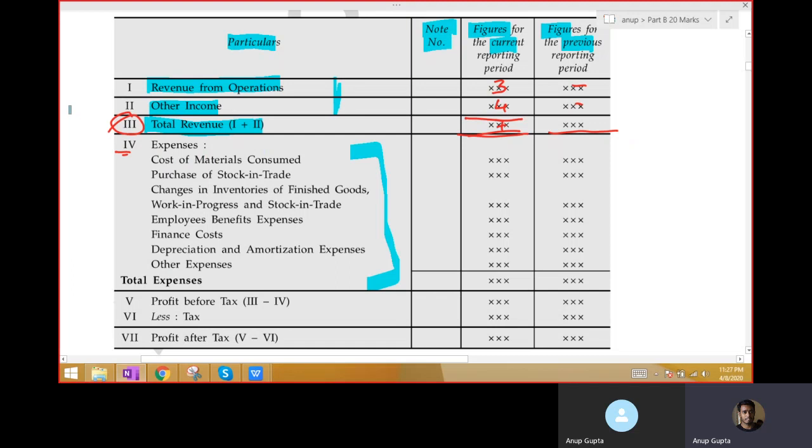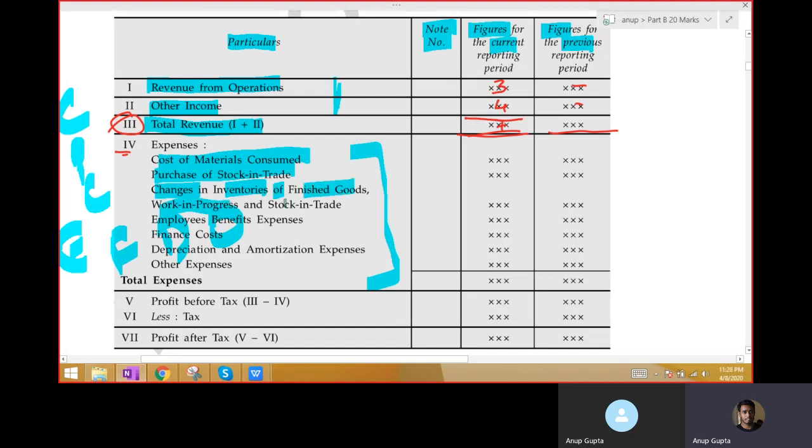You can memorize like this: CPC and EFDO. CPC, EFDO. Okay, what is C? C is cost of material consumed. P, purchase of stock in trade. C, changes in inventory of finished goods, work in progress, and stock in trade.